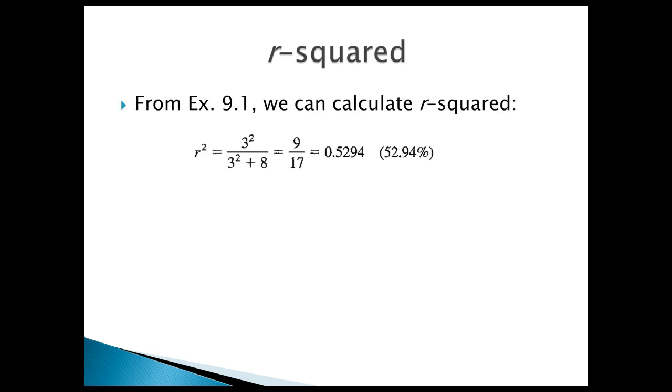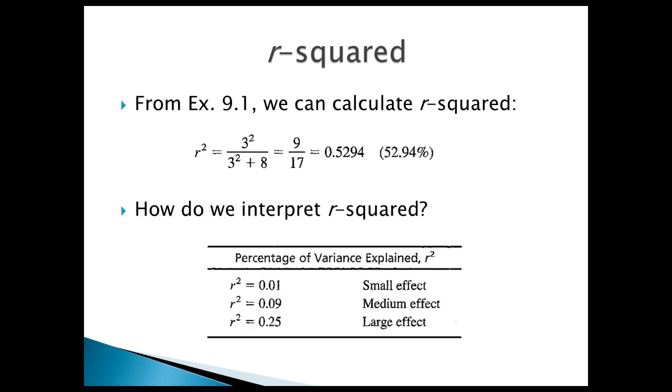So R squared we can calculate from the example as 3 squared over 3 squared plus 8 equals 9 over 17, which equals 0.5294. That's quite high. That's saying that approximately 52.94% of the difference in the DV, dependent variable, is explained for by the IV.